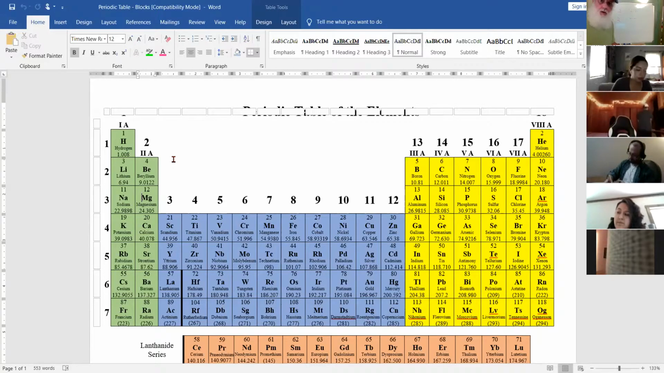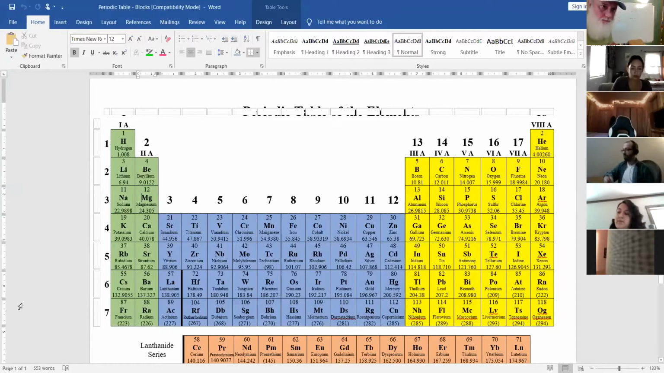Is it a metal or a non-metal or a metalloid? Non-metal? No. Remember, we drew that line here. Look at your screen. If we draw this line here, everything to the left of it is a metal. Everything on this side is a metal except for hydrogen.